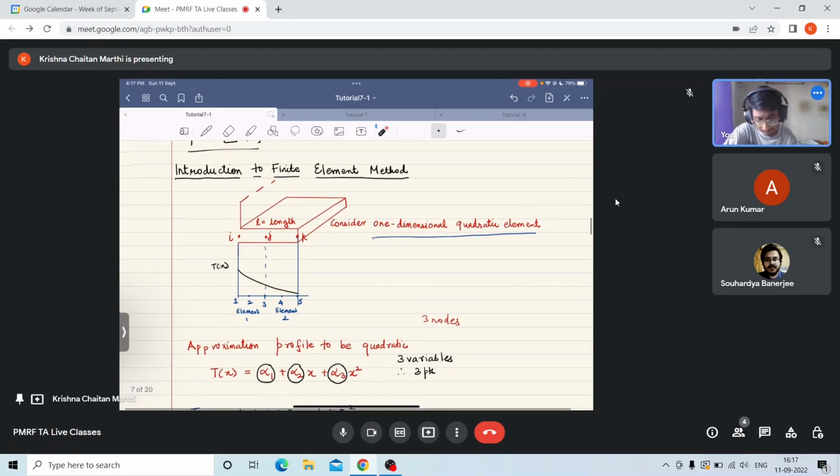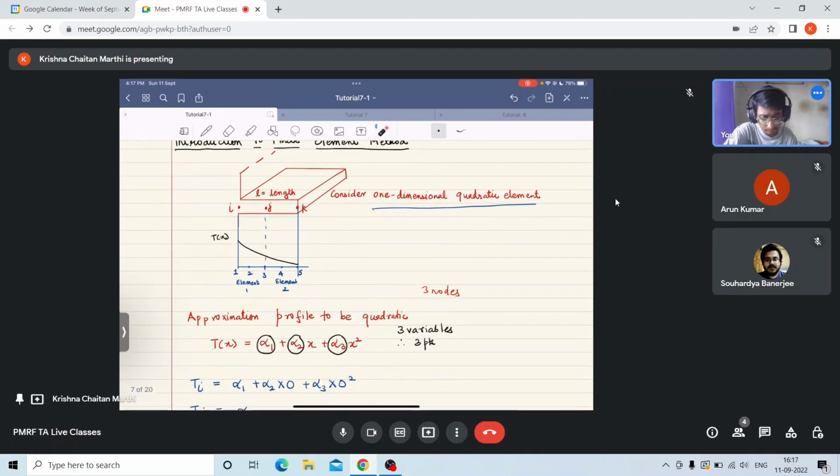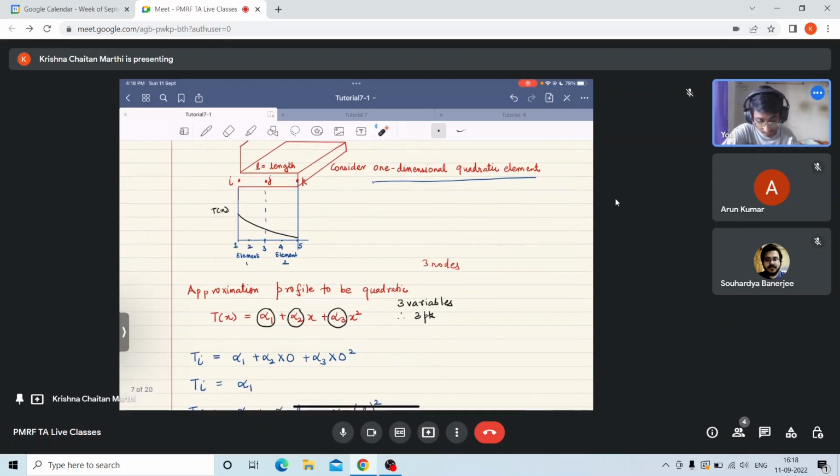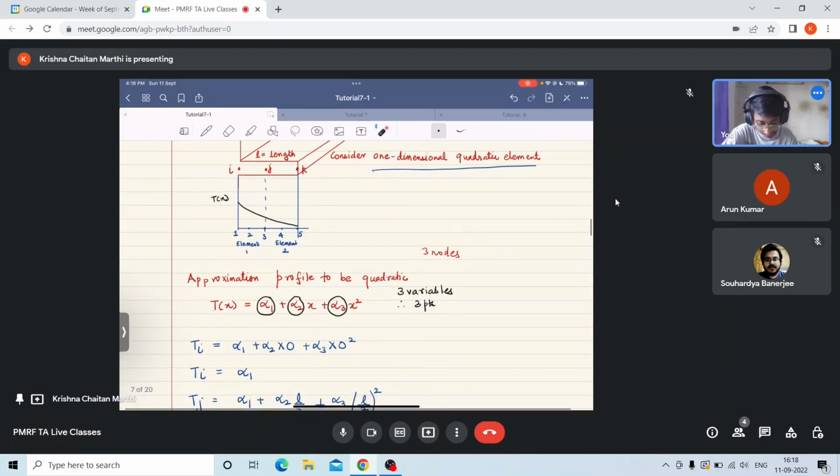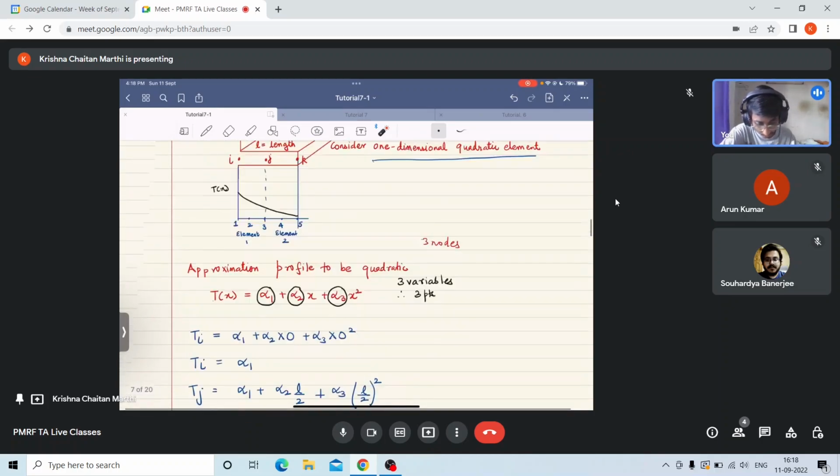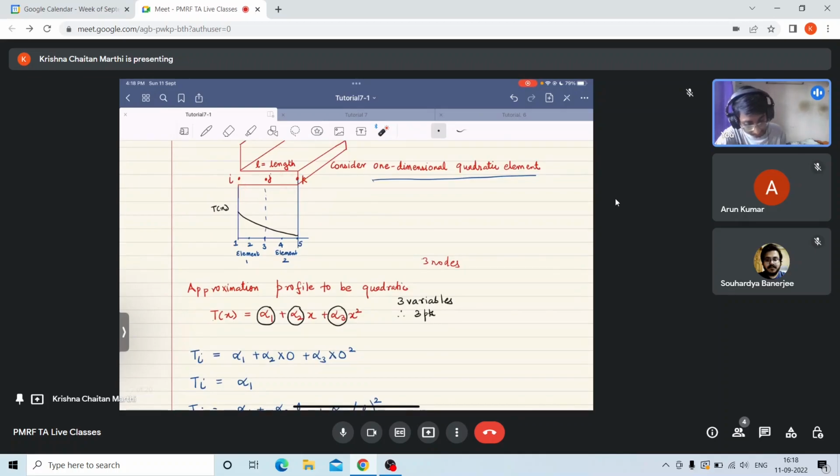So basically my temperature profile will be T of x equal to alpha 1 plus alpha 2x plus alpha 3 x square. I need 3 points because here we have 3 variables. For element 1 I have 1, 2, 3 as my points. For element 2 I have 3, 4, 5 as my points. Let us say I have this element, so I have i, j, k as my points.